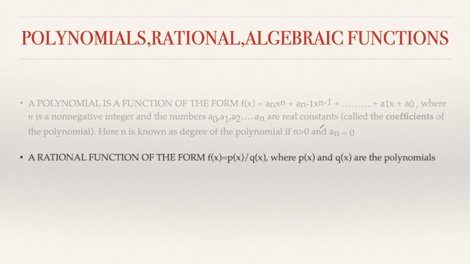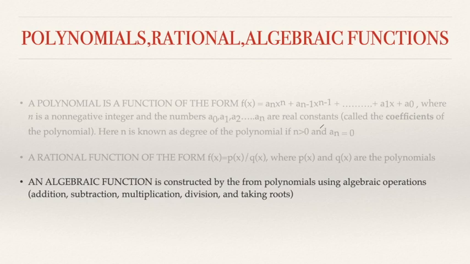Now what is rational function? A rational function is of the form f of x equal to p of x by q of x, where p of x and q of x are polynomials. What is an algebraic function? An algebraic function is a function which is constructed by the polynomials using algebraic operations, say addition, subtraction, multiplication, division, and taking roots of the polynomials.